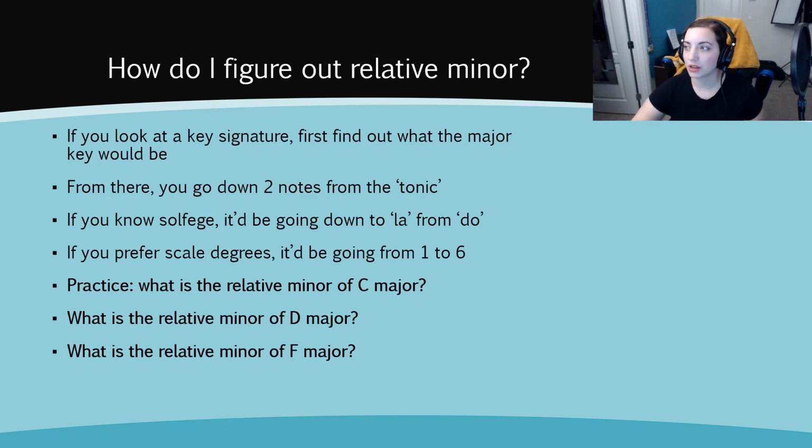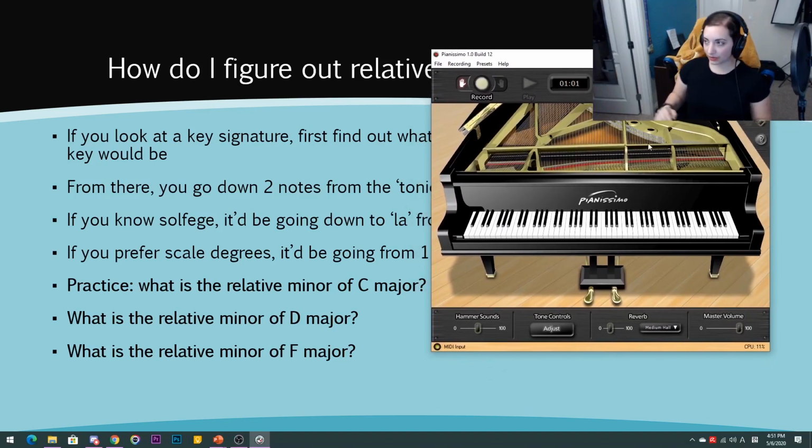Okay, let us drag this over, and let's look at F. We're going to go down 2 notes. And what did we end on? Right, we ended on D. So the relative minor of F major is D minor. Okay, very good. And I think I have one more practice.